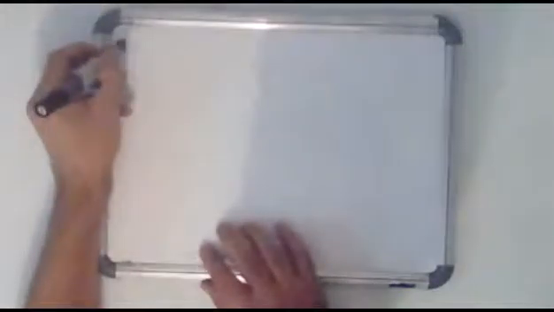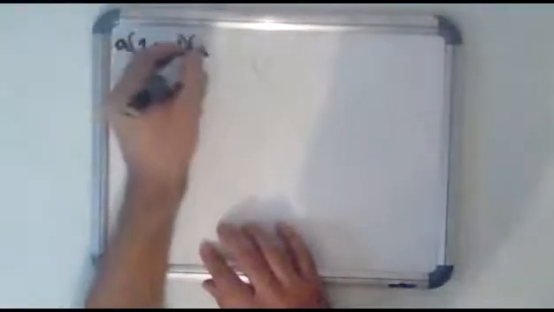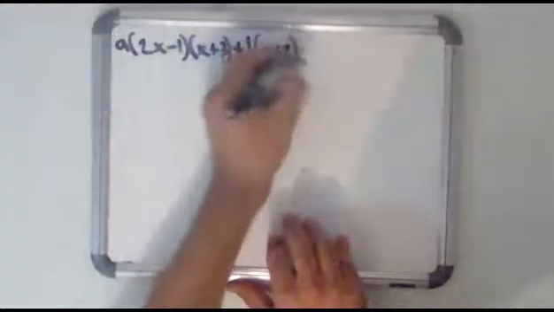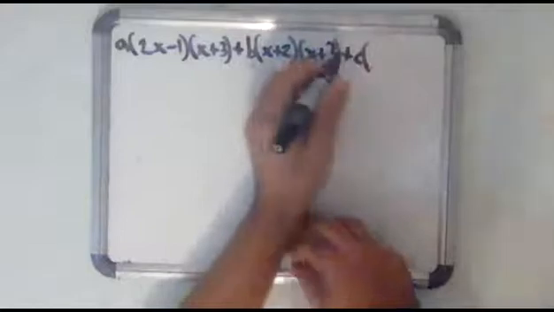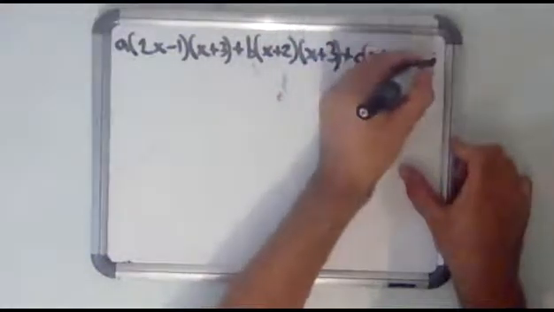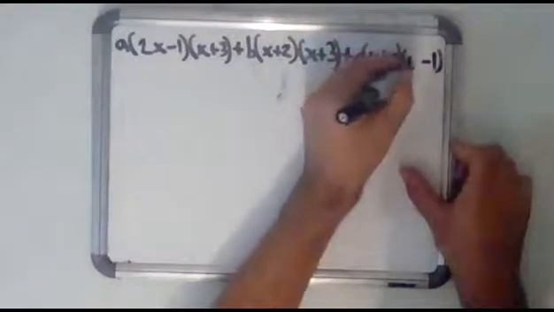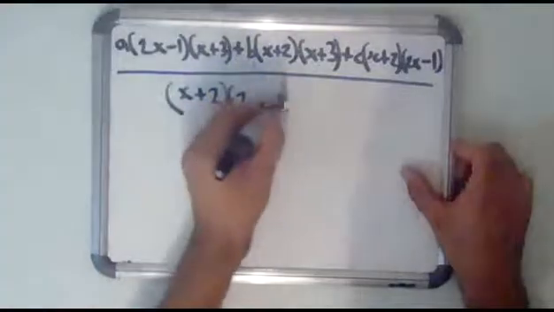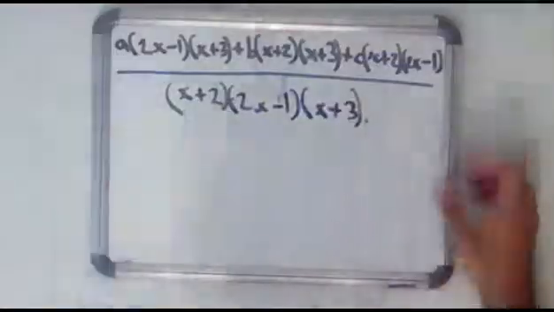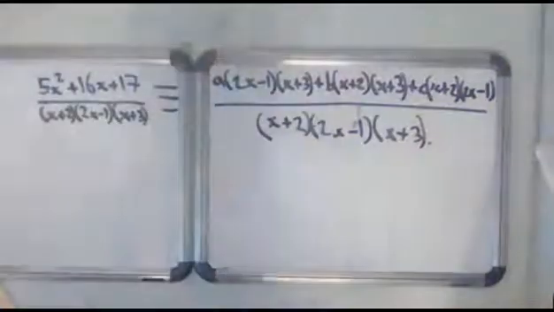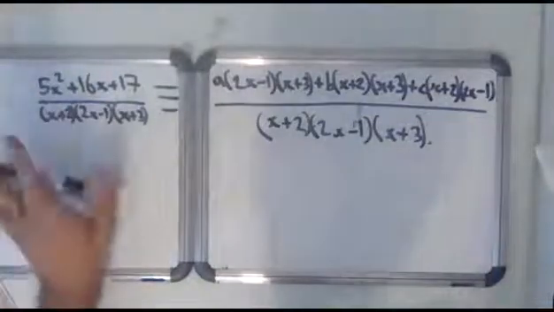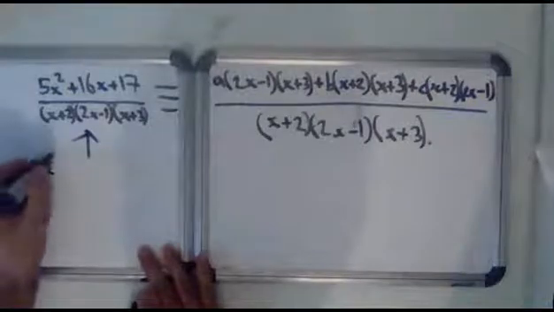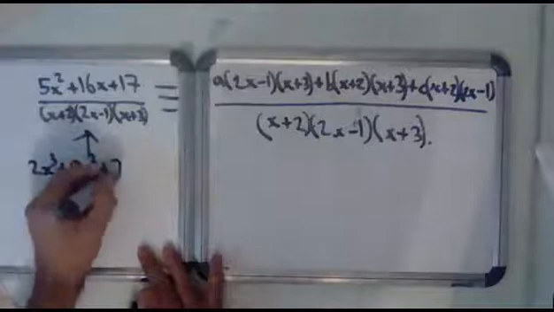That's going to leave you a, 2x minus 1, x plus 3, plus b, x plus 2, x plus 3, plus c, x plus 2, 2x minus 1, all over x plus 2, 2x minus 1, x plus 3. So now going back to the initial identity, as in the initial fraction, which we were trying to split into partial fractions. Remember that this is just the factorized form of 2x cubed plus 9x squared plus 7x minus 6.